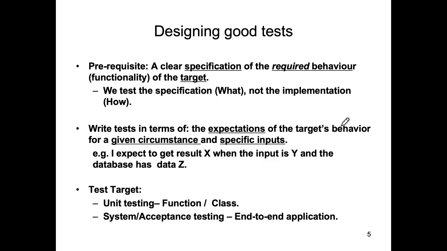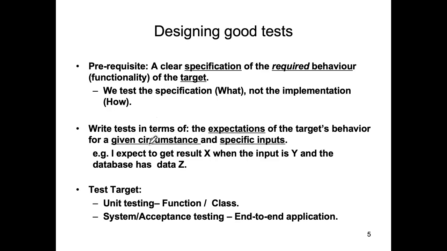By behavior, we tend to mean what output it should generate based on a specific input that you give it. And that's what I'm saying down here. Your expectation for the target's behavior for given circumstances and specific inputs. Circumstances means, for example, if the application code that you're developing is interacting with a database, then the circumstances would be the initial values or the content of that database before you run the piece of application code.